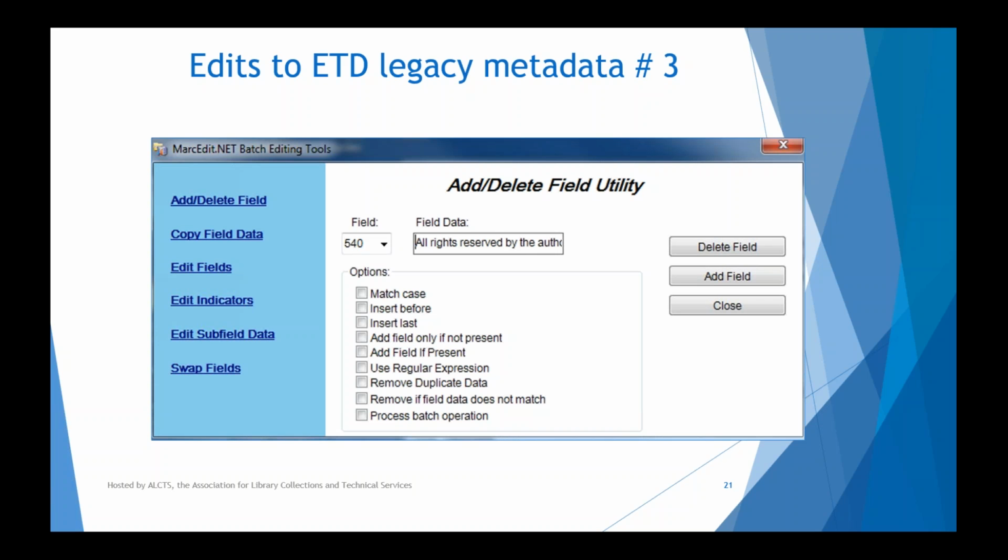Other edits that can be performed in batch to ETD metadata records include adding additional fields that can be useful to the users, such as the 540 rights field or 500 fields for the season of publication of ETDs, for example fall, spring, summer. Also adding the 502 field for degree granted.